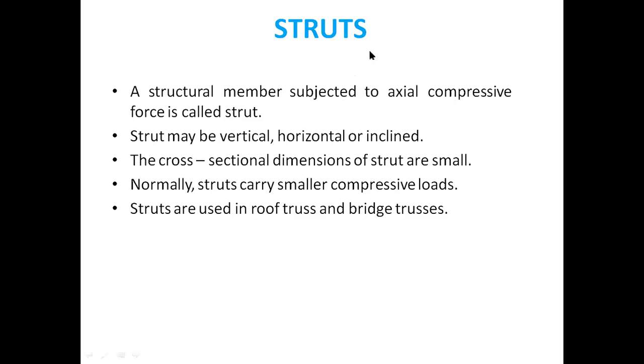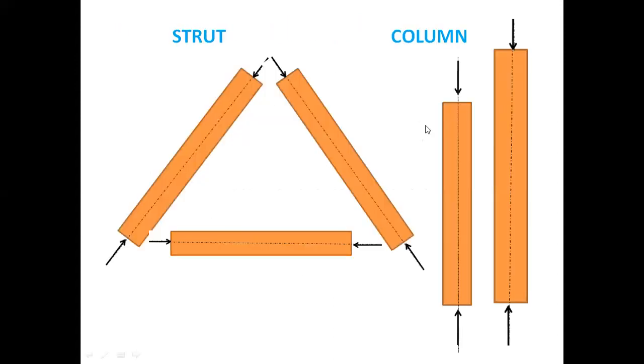Okay, so which is subject to axial compression force. So that is also a compression member, but the difference between column and strut is that a strut is an inclined member, or sometimes it will be a horizontal member. The same member when it is vertical in position is considered a column. Okay, so basically the cross-section dimensions of the struts are very small. Okay, and normally struts carry small compression forces, and basically struts are used in roof trusses and bridge trusses. So this is what we discussed in the previous class, isn't it?